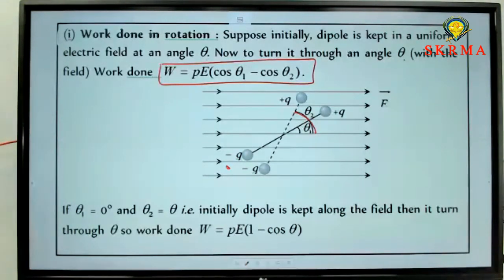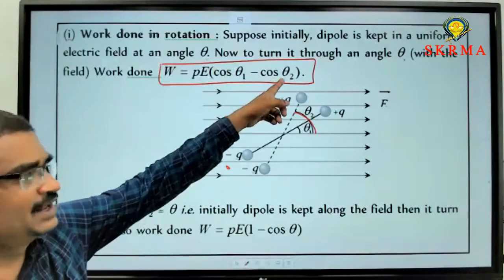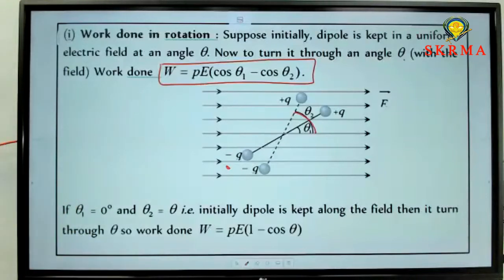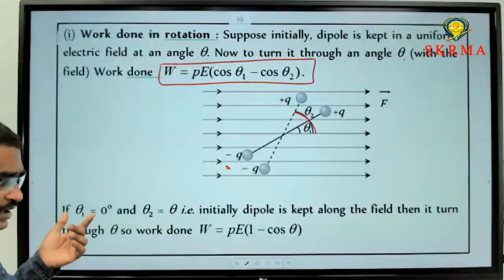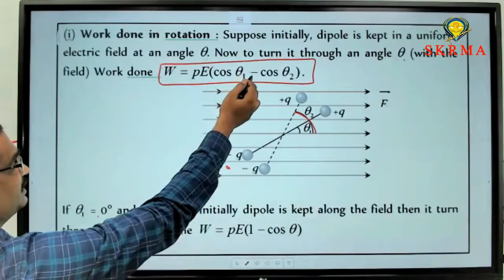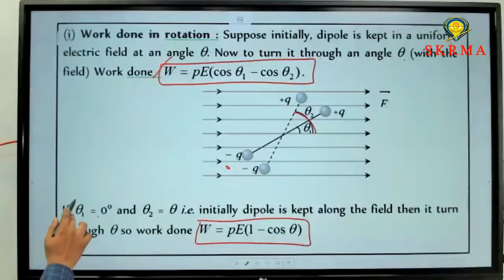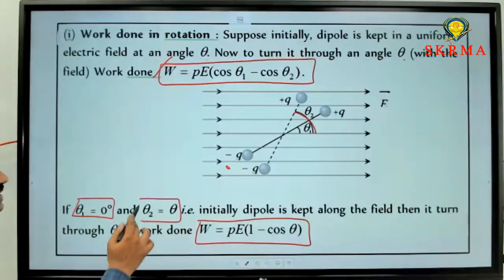That is the work done to rotate a dipole from theta 1 to theta 2. So first write the first angle, after that the second angle. Work done formula is PE cos theta 1 minus cos theta 2. Now, if you rotate from 0 degrees to theta, then what happens? Theta 1 is 0, theta 2 is theta. Substitute those two here, then you will get work done as PE into 1 minus cos theta.